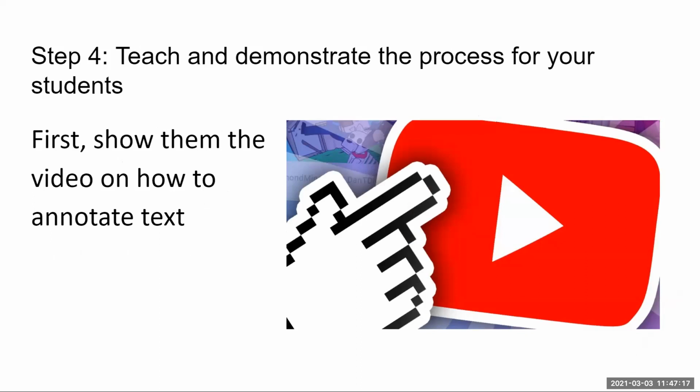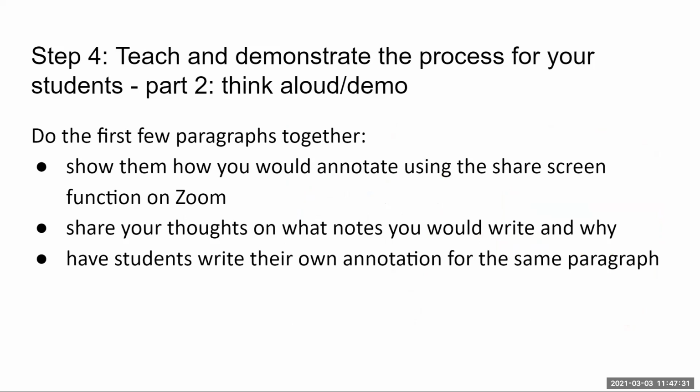First, show them a video on how and why we annotate text. Usually people need more than just a description though, they need to see how it's done. That's why I recommend demonstrating the process for them with your article in a Think Aloud. So you'll share your screen in Zoom and show them the article, read the first section out loud to them, and then describe your thinking process and write an annotation in response to that section. Explain why you wrote what you wrote.